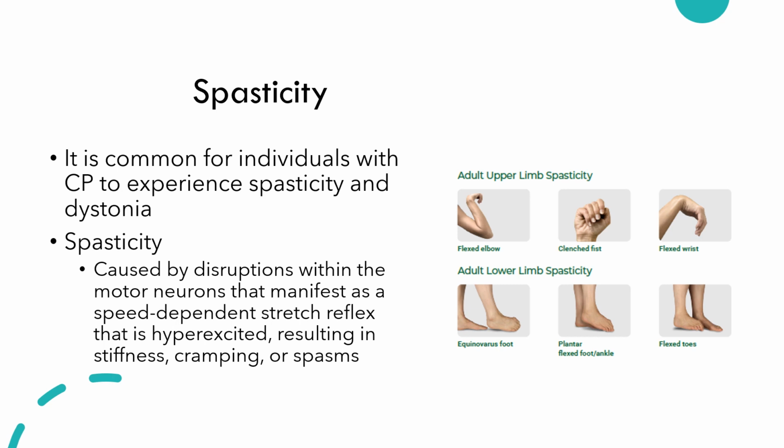There are different types of spasticity. Flexor spasticity is an increased muscle tone and tightness, primarily affecting the flexor muscles, resulting in a characteristic pulling or curling posture. There's extensor spasticity, which is an increased muscle tone or tightness predominantly affecting the extensor muscles, causing stiffness and difficulty in maintaining a straight, upright posture.